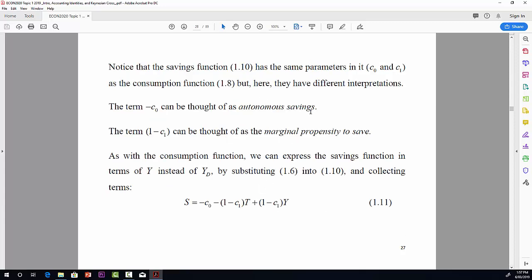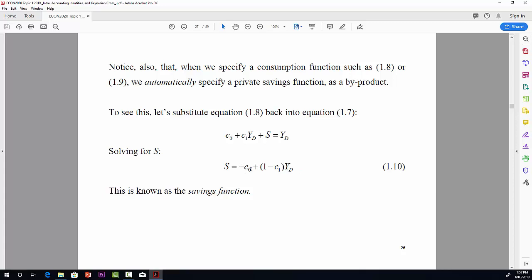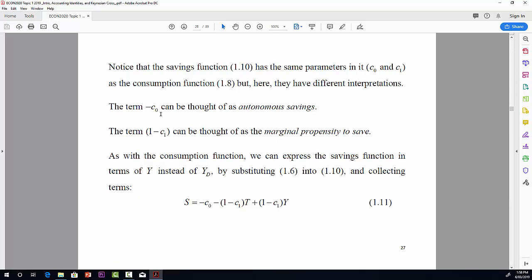Now notice the savings function has the same parameters in it as the consumption function, C1 and C0. But they have different interpretations here. So just go back and look at that savings function again. This is the intercept of the savings function, and this is the slope of the savings function. So minus C0 can be thought of as autonomous savings, as minus autonomous consumption. And the term 1 minus C1 can be thought of as the marginal propensity to save, which is just 1 minus the marginal propensity to consume.